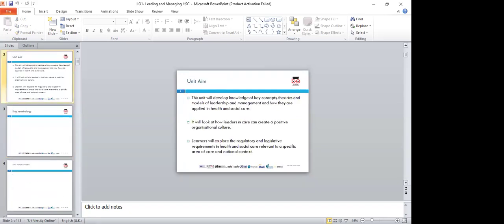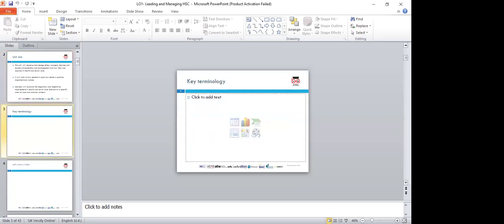So Olu, I hope you can see the screen. Yes, I can. Our aim is to develop the knowledge of key concepts, theories, and models of leadership and management and how they are applied within health and social care. We'll therefore look into how leaders in care create positive organizational culture. Learners will explore the regulatory and legislative requirements within health and social care. Very important. If you need to ask any question, you can always draw my attention.